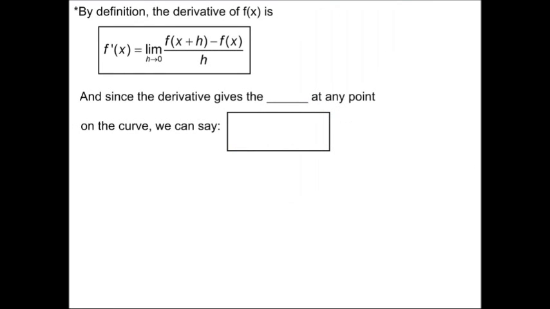Now by definition, the derivative of f of x, again denoted as f prime of x, equals the limit as h approaches 0 of f of x plus h minus f of x over h. Remember this from our last lesson, this is the slope. So since the derivative gives us the slope at any point on the curve, as an abbreviation we can simply say that m equals f prime of x. Sometimes it's a very nice way to be able to say things, but there it is. Let's move on.